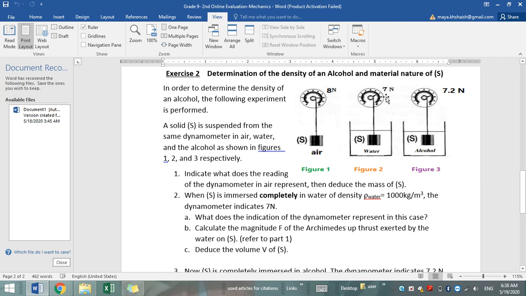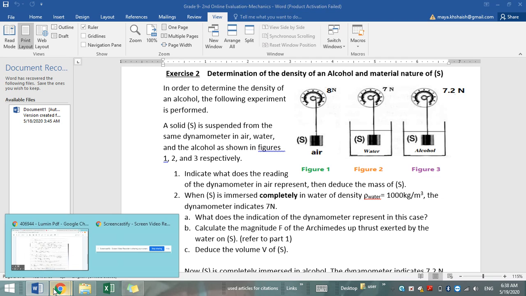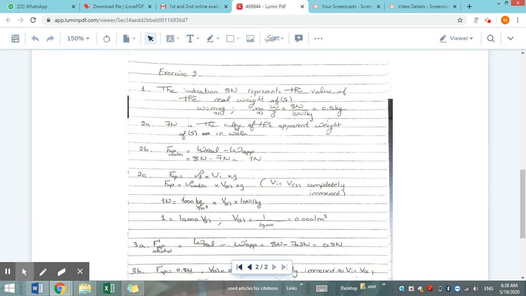So this is actually no more the real weight of the solid S. It's actually called the apparent weight. B, calculate the magnitude F of the Archimedes upthrust exerted by the water on S. So 2A, 7 Newton is the value of the apparent weight of S in water. In B, when they asked us to calculate the Archimedes upthrust exerted by the liquid, which is the water in this case, on S, we have to make use of the following formula, which says that F upthrust is equal to the real weight minus the apparent weight in this liquid. So it's 8 Newton minus 7 Newton, which is 1 Newton.